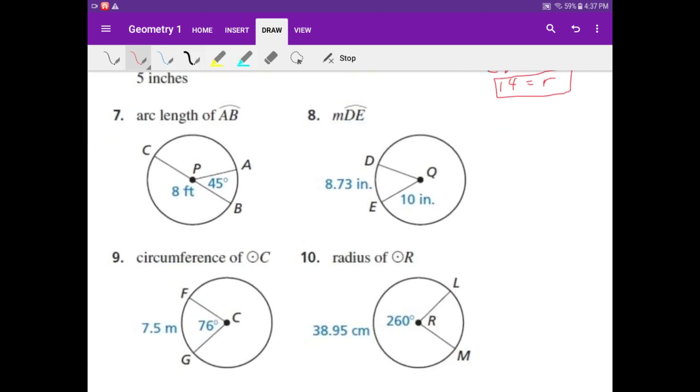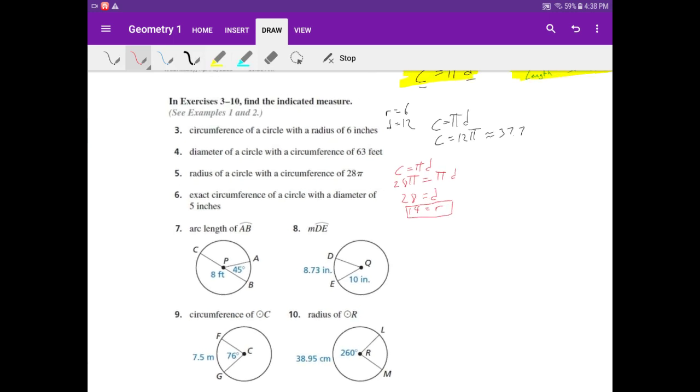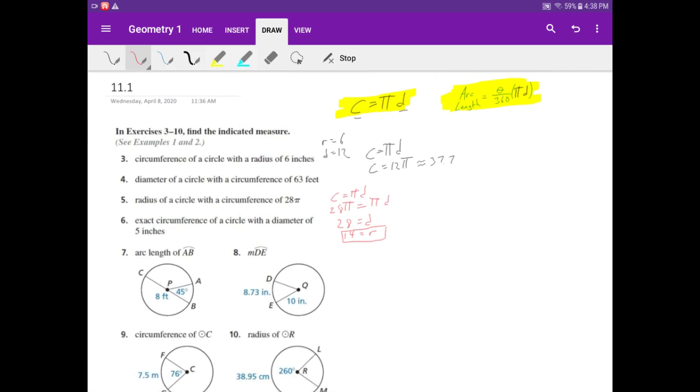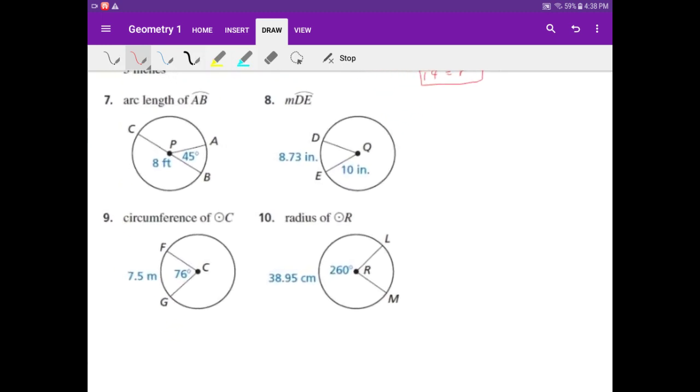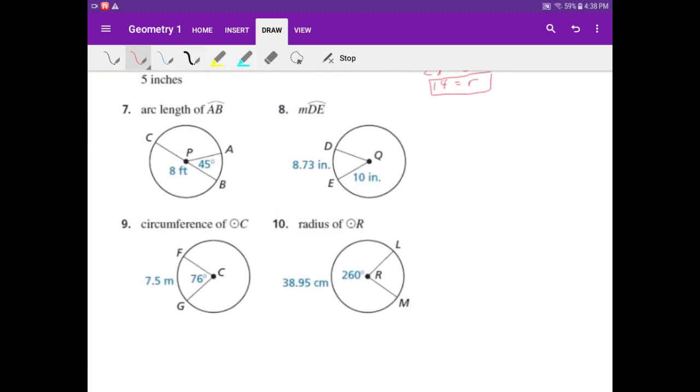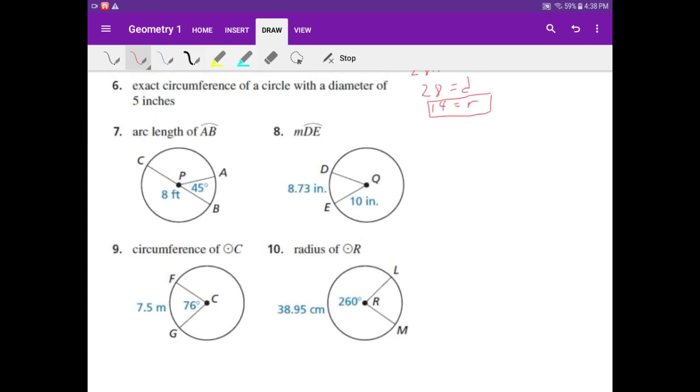So when you get to these and you want to find the arc length, here's this other formula up here. It's the same circumference formula, but you're multiplying it by the degrees divided by 360. There are different ways to do it. So you're just solving arc length.